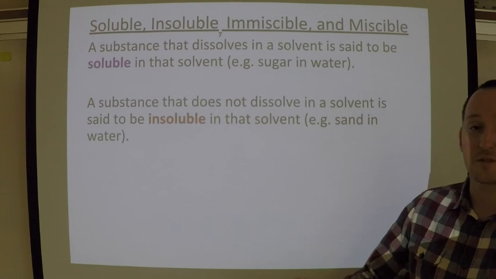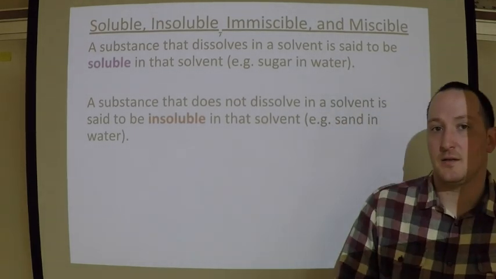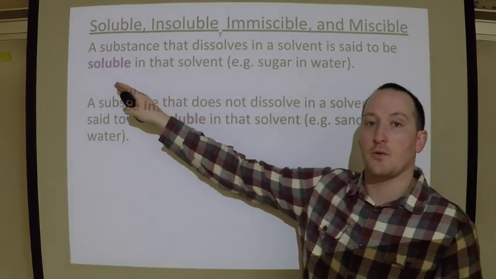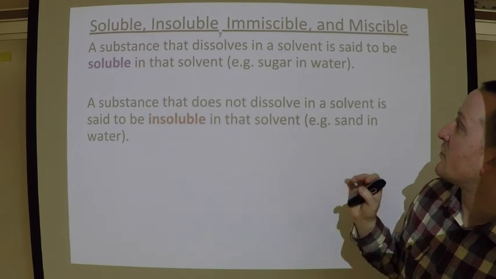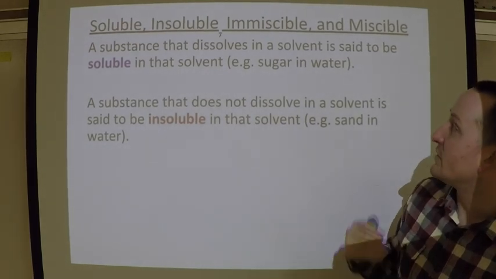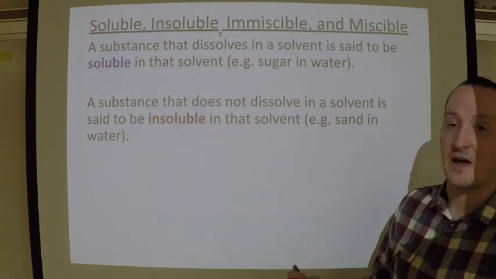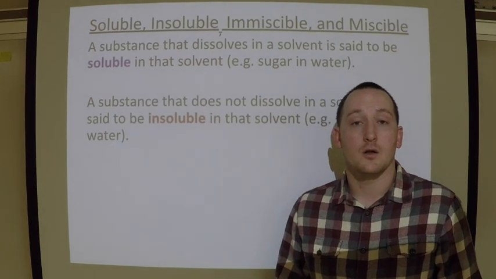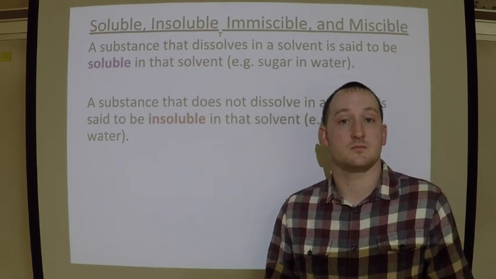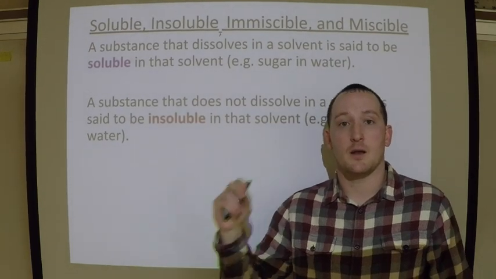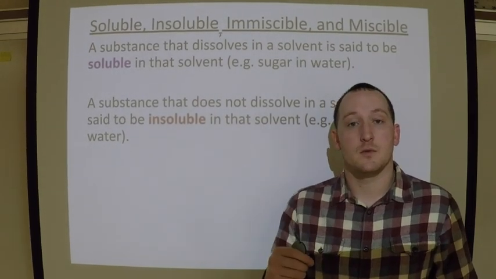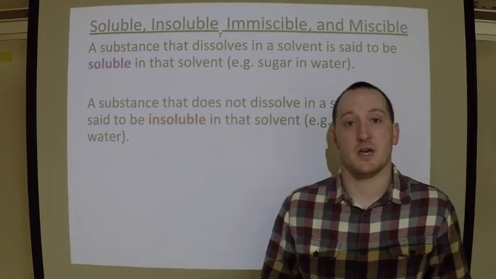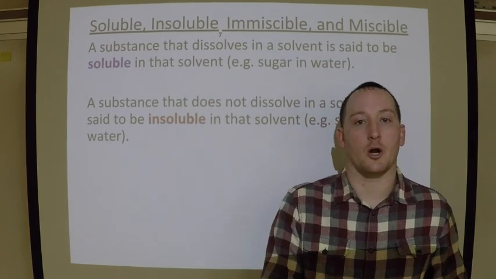Whenever you mix a solid with a liquid, one of two things can happen. We can say that it's soluble. A substance that is soluble is a substance that dissolves in a solution, and we say that substance is soluble in that solvent. For instance, something soluble in water would be sugar or salt, NaCl. If I take sodium chloride, put it in water, and stir it, you're not going to see the NaCl anymore. We would say sodium chloride is soluble in water.